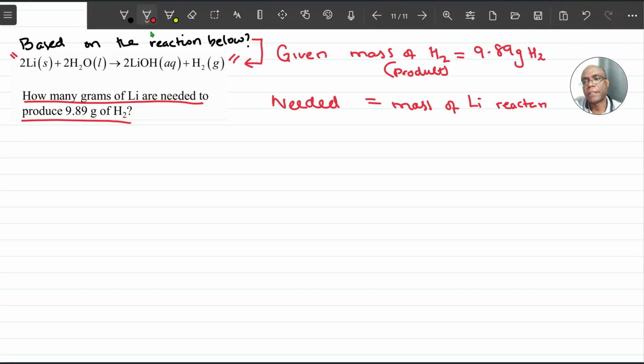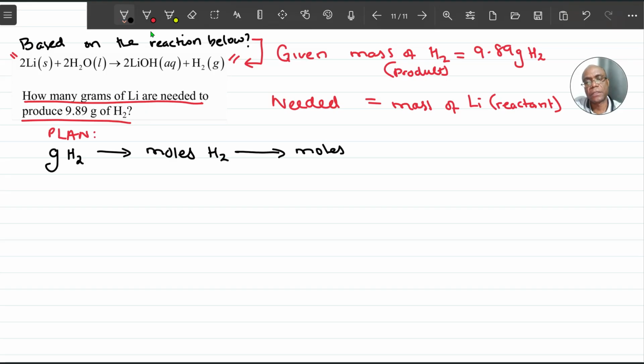Lithium is our reacting material, our reactant. So, strategy. The plan will be, we have to move from grams of hydrogen gas, of course going to the unifying SI unit, which is moles, take it to moles of hydrogen gas, and then from moles of hydrogen gas, we can take it to moles of our lithium, and then from moles of our lithium, we can take it now to the grams of lithium, our reactant.